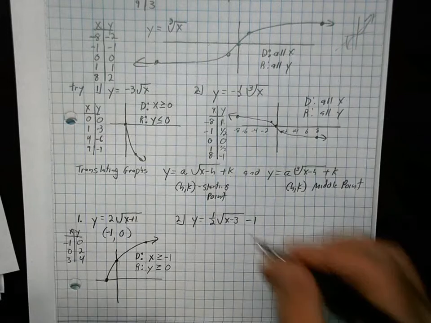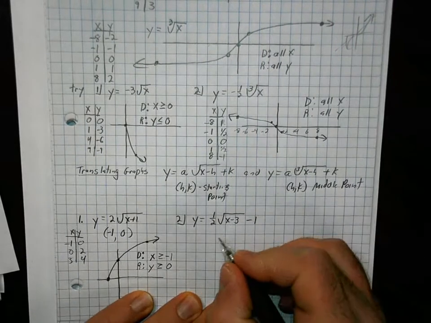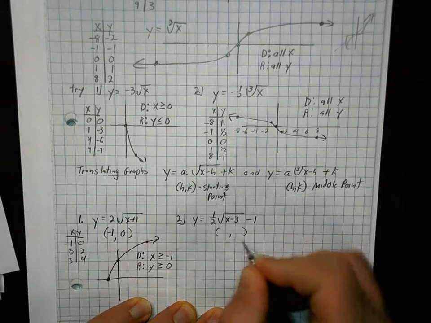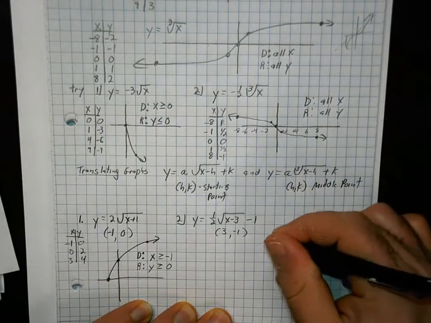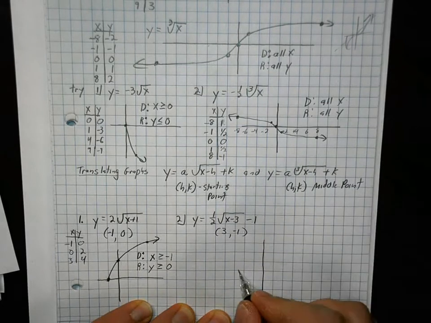Okay, let's try one more square root graph. Let's identify the starting point. It would be positive 3, negative 1. So I'm going to first start by plotting that point.